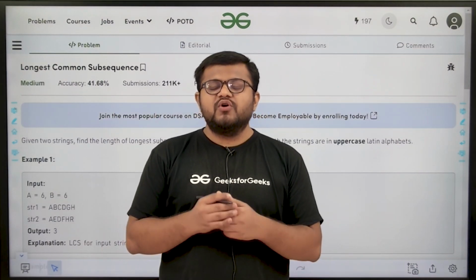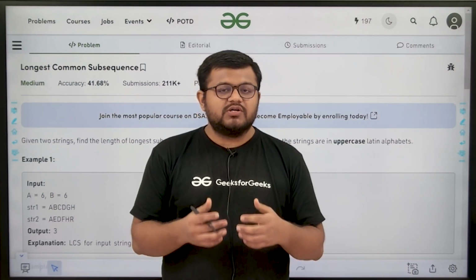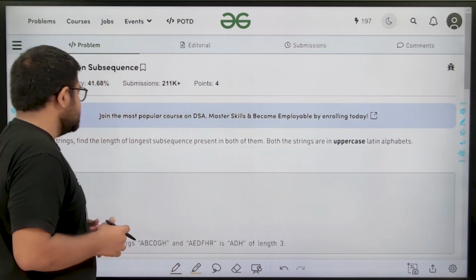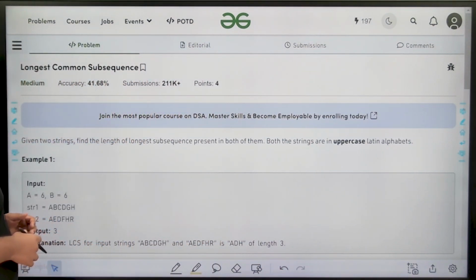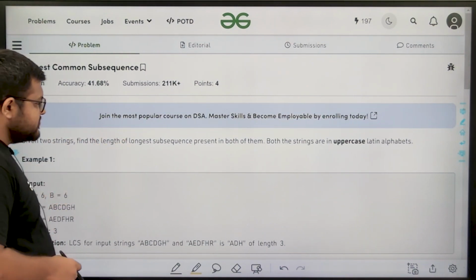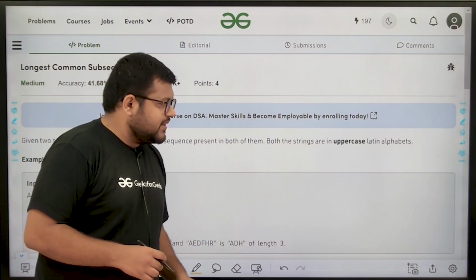Welcome to this video. In this video, we are going to discuss the solution of the problem of the day, that is longest common subsequence. First of all, let us start by understanding the question. So what does the question say? It says that given two strings, find the length of the longest subsequence present in both of them. Both the strings are in uppercase Latin alphabets.